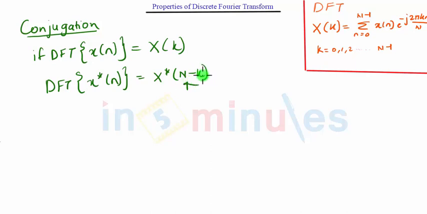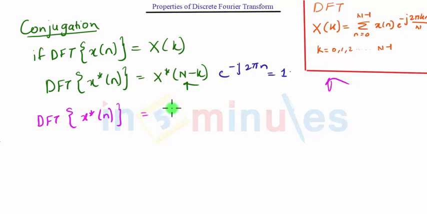This N minus k will be proved similarly on the basis of the previous proof, that is by substituting e raised to minus j 2 pi n, which is equal to 1. So let us prove this. Consider DFT of x star of n is equal to, using the general formula of DFT, summation n equals 0 to N minus 1 x star of n e raised to minus j 2 pi k n upon capital N.